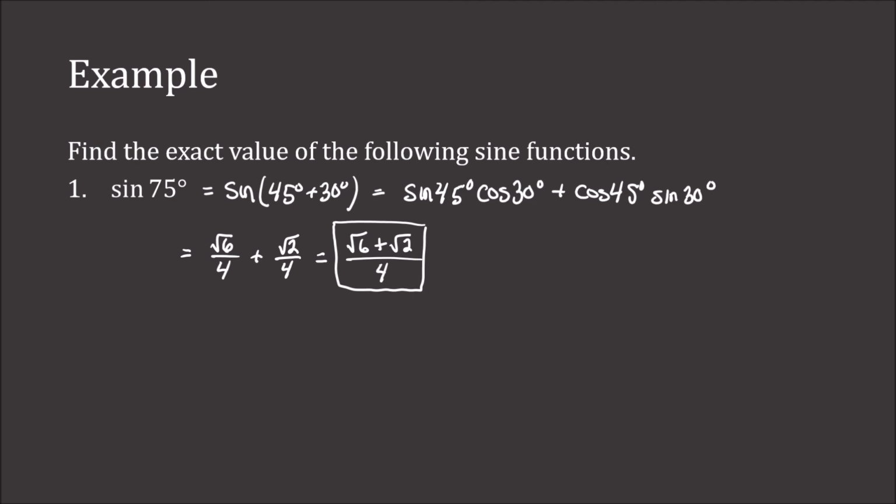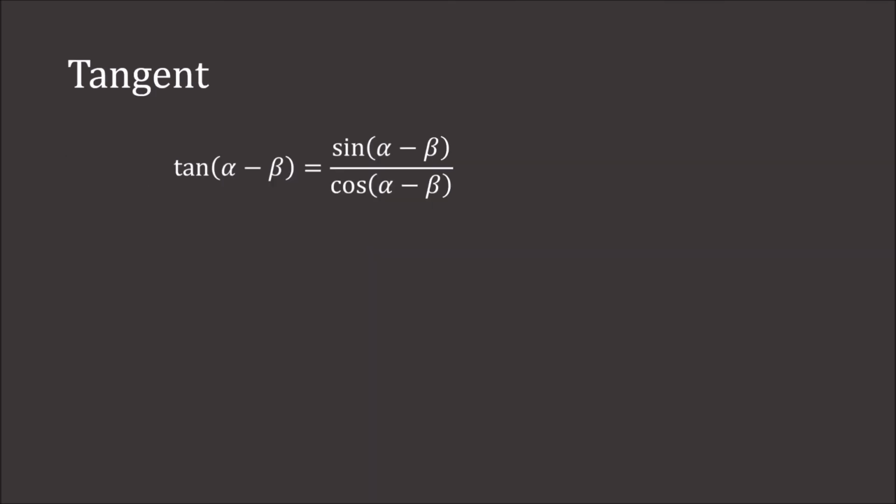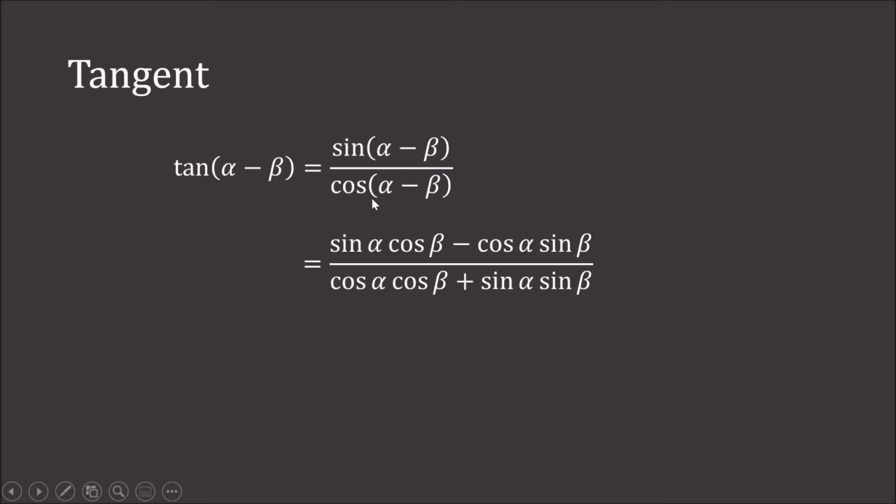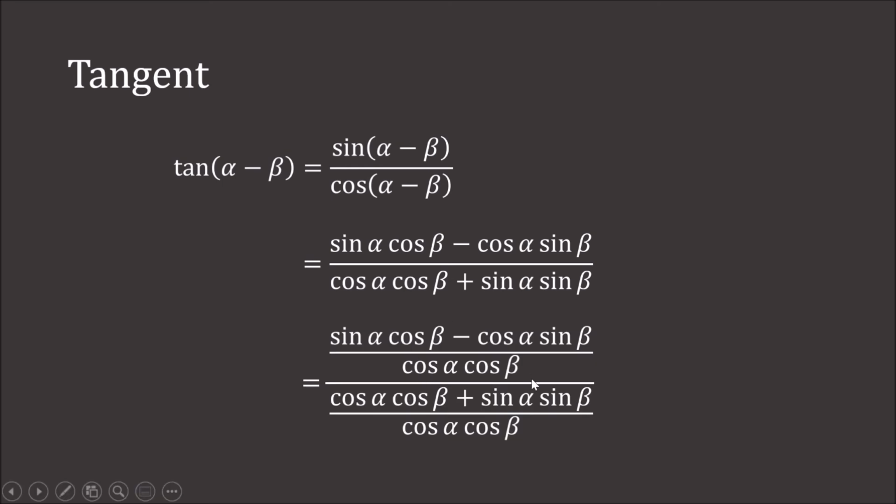Finally, we will consider the tangent function. So let's look first at tangent of alpha minus beta. Well, remember, tangent is sine over cosine. This allows us to use the difference formula for both sine and cosine. Now we have to do some mathematical black magic here. Divide both the numerator and denominator by the same term, and equality is still maintained. So let's go ahead and divide both numerator and denominator by cosine of alpha times cosine of beta.